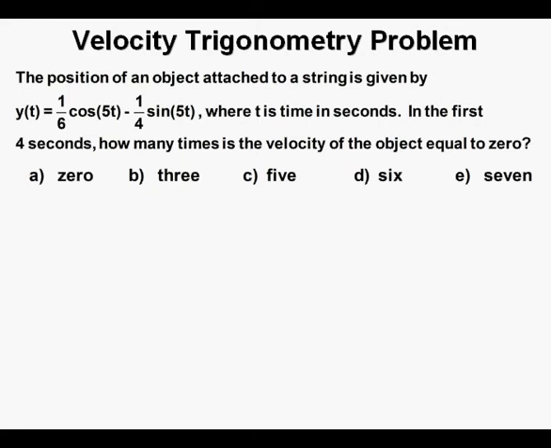The position of an object attached to a string is given by y of t equals 1/6 cosine 5t minus 1/4 sine 5t, where t is the time in seconds. In the first 4 seconds, how many times is the velocity of the object equal to 0? And we're given the answer choices 0, 3, 5, 6, and 7.